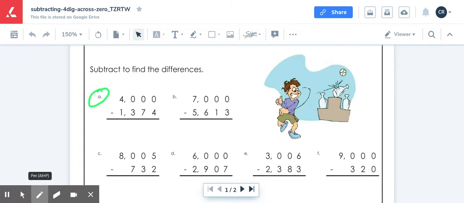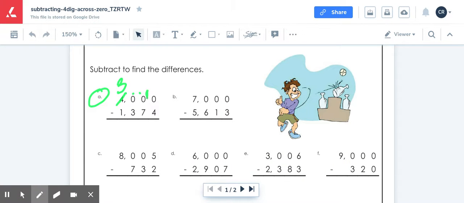So there's nothing in the tens, so we can't borrow from the tens. I'm going to the hundreds. I can't borrow from the hundreds, so I'm going to go ahead and borrow from the thousands. So I'm going to cross out. Once I borrow 1, this becomes a 3. Now I bring my 1 here, and then here, and then here.